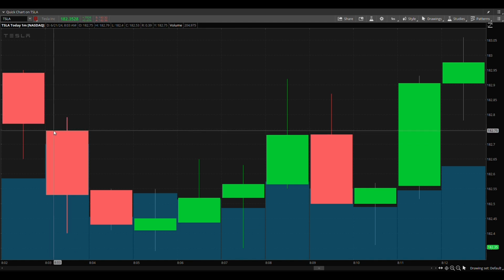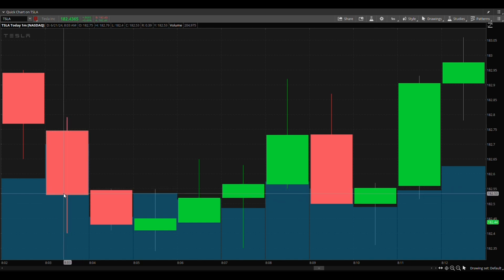It also doesn't mean it went starting here, down, up, and back down. It's just saying that at some point, it did get up to this area. But it's also saying at some point it got down to this area, maybe multiple times, maybe just once. But it ended here because it is red. It is a down candle.